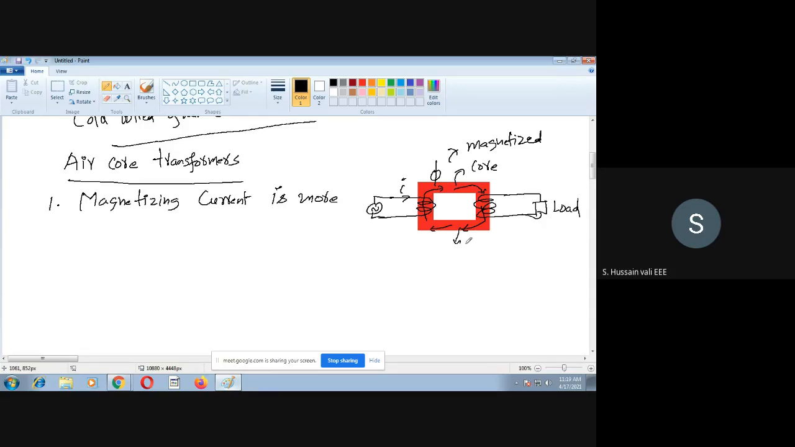So what is the meaning of magnetic medium? Magnetic medium in the sense a medium which is magnetized. So here the magnetic core right now is a magnetic medium, and this magnetic medium should be magnetized. If it is not magnetized, then this magnetic core cannot work as a medium between two sides to transfer the energy. So the core should be essentially magnetized.